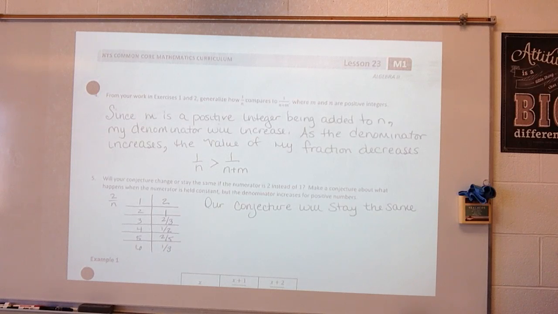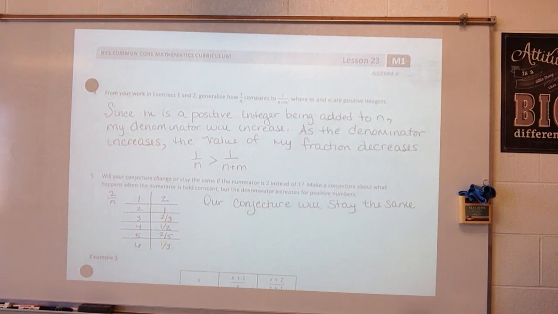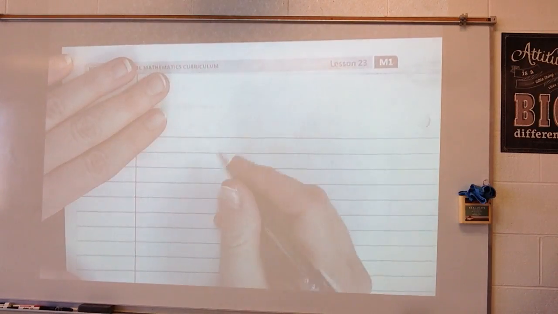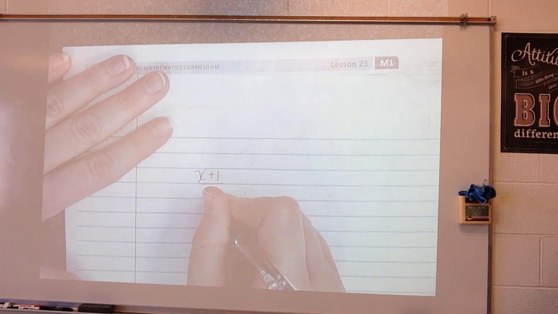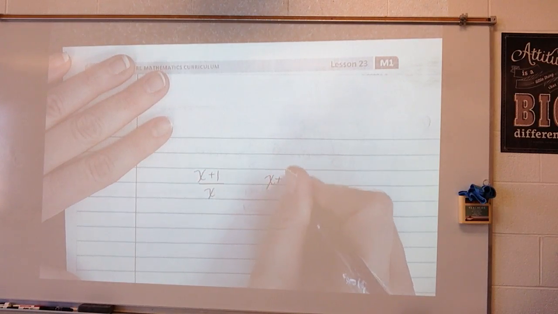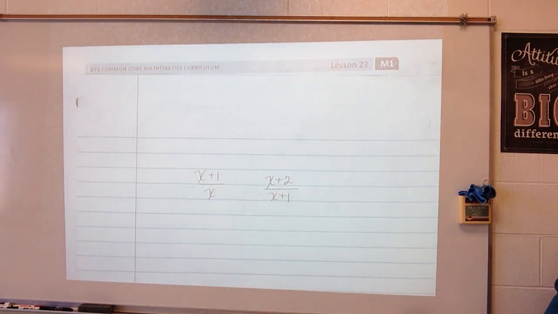Alright, so suppose we want to compare the values of rational expressions. Let me find my paper. Suppose I want to do x plus 1 over x and x plus 2 over x plus 1. Suppose I want to compare the values of this rational expression for positive values of x. What are some ways to do this? So how might I do this?